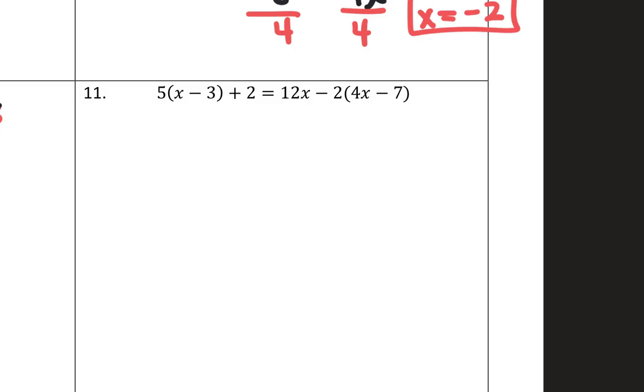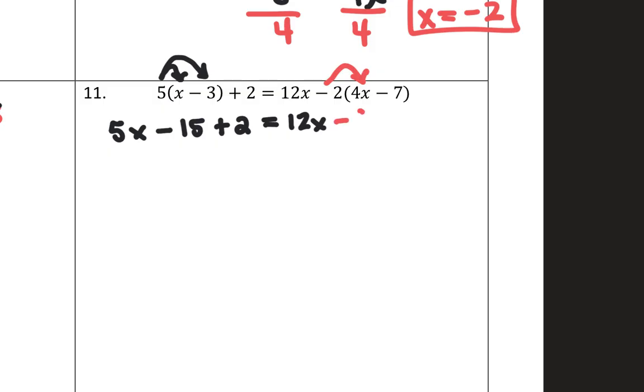All right, still the number in front has to be multiplied. So 5 times x is 5x. 5 times negative 3, negative 15. Bring down your positive 2. Bring down the positive 12x. This is a negative 2. So negative 2 times 4 is negative 8x. Negative 2 times negative 7, that's 14.